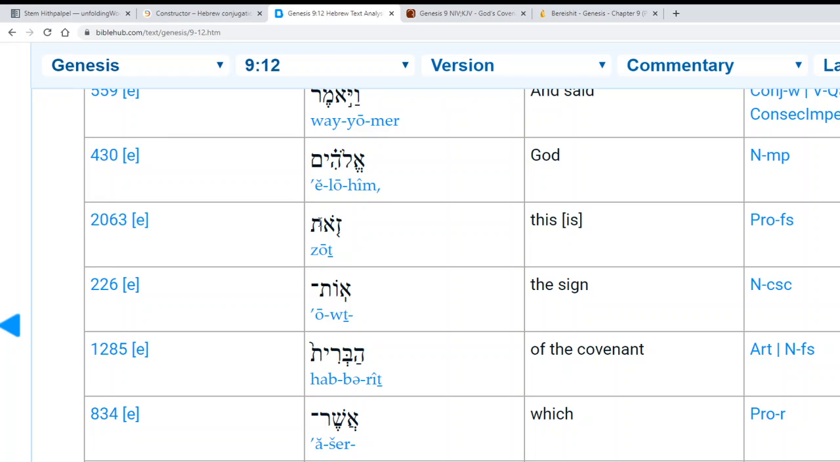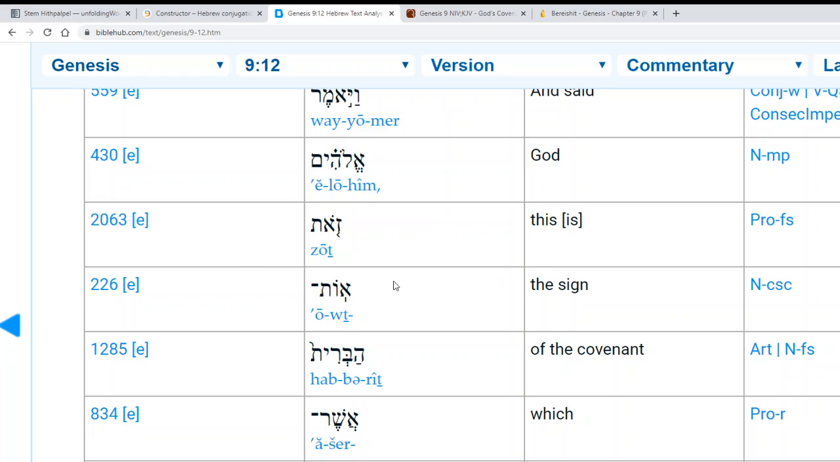Zayin Aleph Taf here. Zot ot, right? So the pronoun is being used as a noun here, which often happens. That's how I would do it. Ot, this may be the first time we've had ot. It is written bemilu, it's written completely, and ot is a sign.